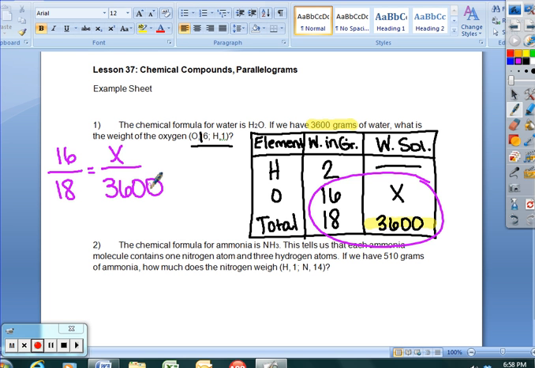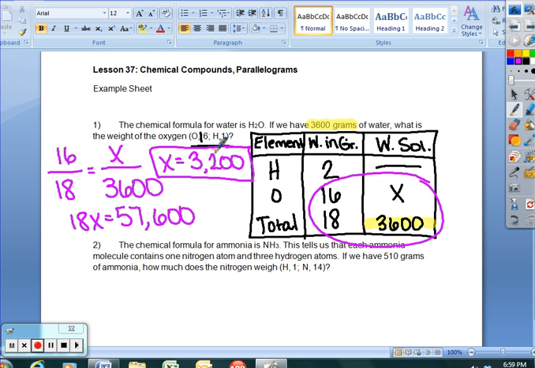And in order to solve this, we're going to cross multiply. 18 times x is 18x. 3,600 times 16 is 57,600. And we're going to divide by 18 to find our weight in grams of the oxygen in H2O. So if we divide 57,600 by 18, x is going to equal 3,200 grams. So the answer for this problem is 3,200 grams of oxygen.